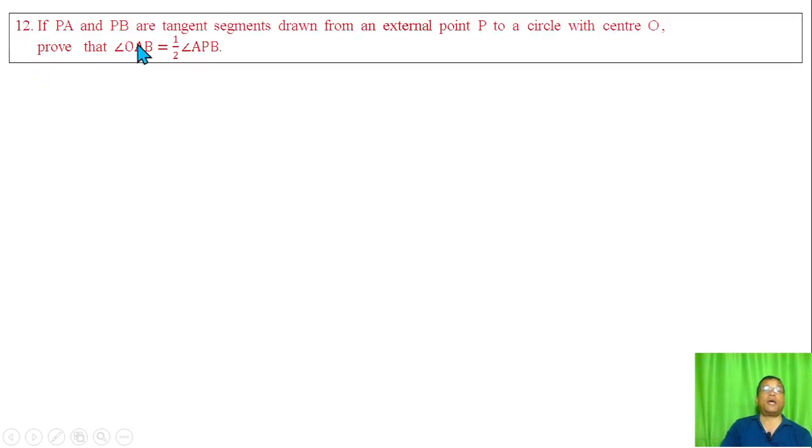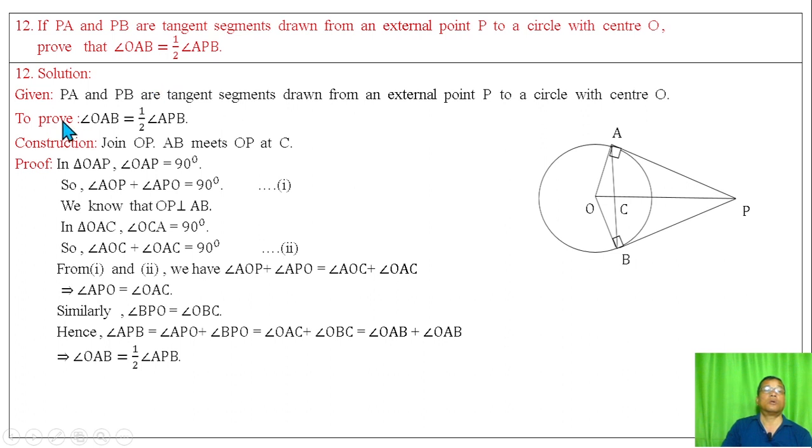If PA and PB are tangent segments drawn from an external point P to a circle with center O, prove that angle OAB is half angle APB. Given PA and PB are tangent segments drawn from an external point P to a circle with center O. To prove: angle OAB is half of angle APB.